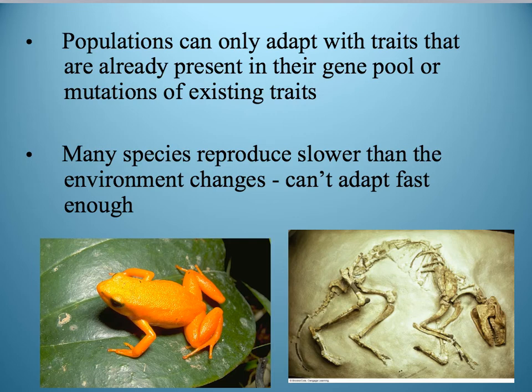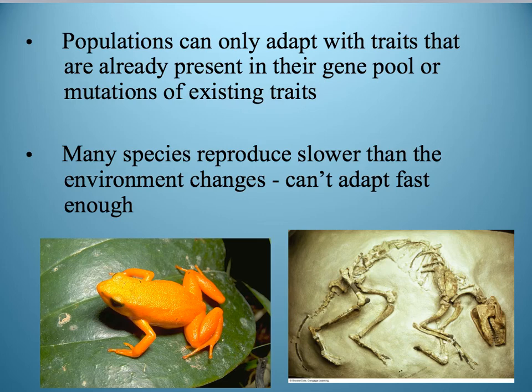So populations can only adapt with traits that they already have. They can't just somehow spontaneously make up a new trait to deal with certain conditions. For example, humans just couldn't spontaneously have a specific trait to allow us to deal with all the pollution in the air. Unless a mutation arises that gives us greater ability, it has to be present in our gene pool already. Many species reproduce slower than the environment changes, and we can't adapt fast enough.